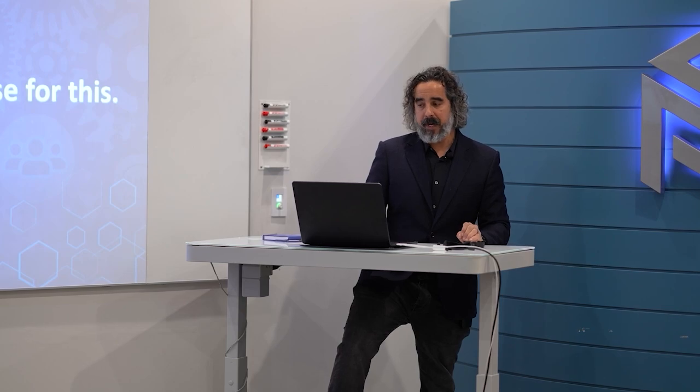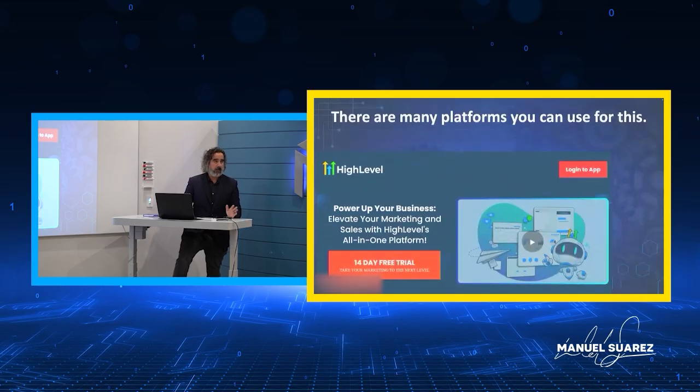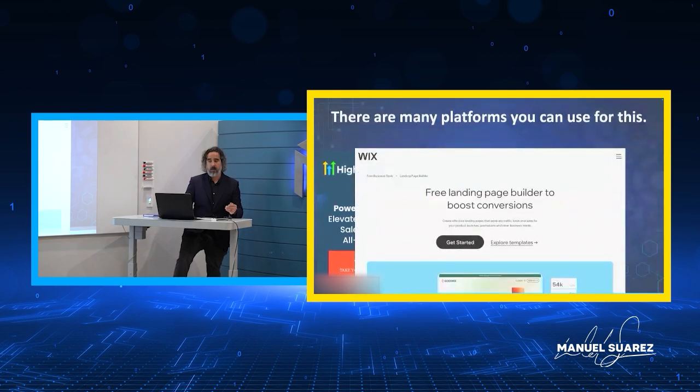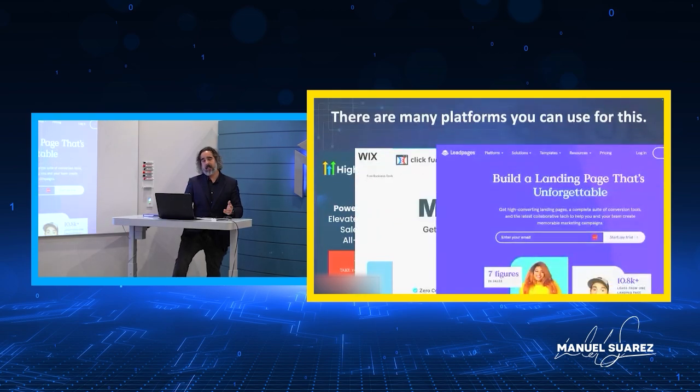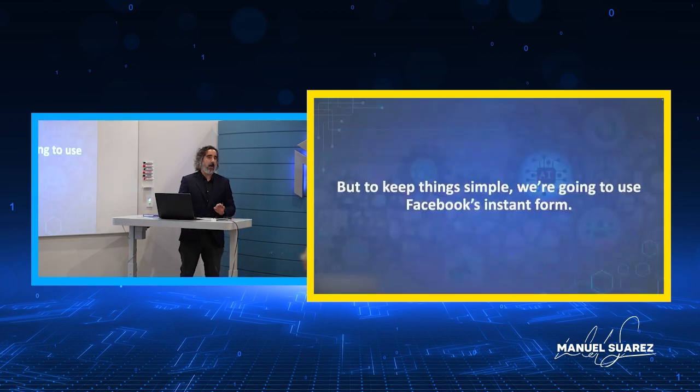We're going to use an opt-in page. There's many of them that we can use. There's a tool called Go High Level. We use it all the time. There's another one called Wix, ClickFunnels, Lead Pages, you name it. There's many, many options. But we're going to use the most simple of them all. Who likes simple? Raise your hand. This one is called Facebook's Instant Form.